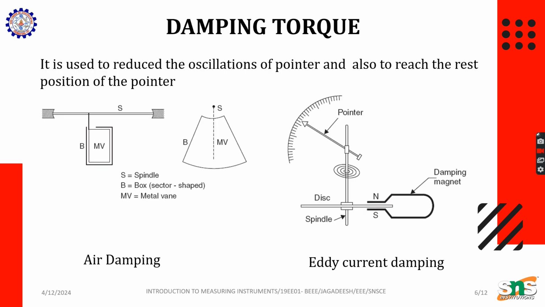And the third one is damping. Damping is nothing but to reduce the oscillation of the pointer and also to help the pointer reach its rest position. Even if the controlling torque is provided by the spring or a balanced weight control, there will be an oscillation of the pointer before it gets stable. For giving that stability, a damping torque is provided with the help of two methods. One is the air damping method, and another one is eddy current damping. So these two methods are used to provide the damping torque.